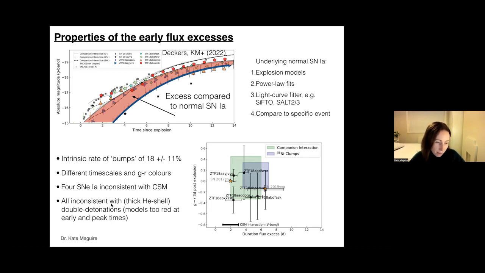I will say they're all inconsistent with the thick helium shell double detonations. The models are just too red at basically all phases. So they're inconsistent with these. So these are smaller bumps, or bumps that are seen in normal type 1a supernovae that don't seem to impact much on the properties at later times.